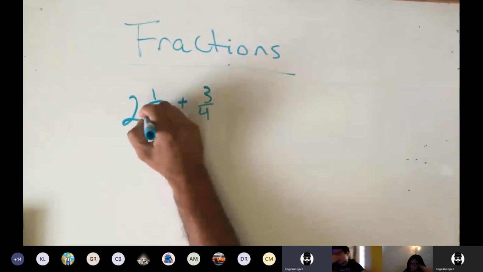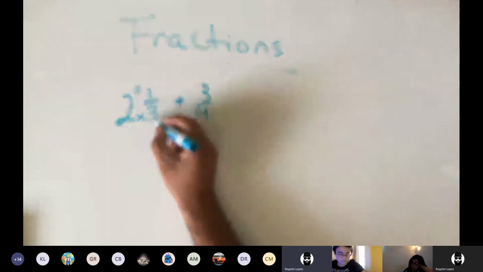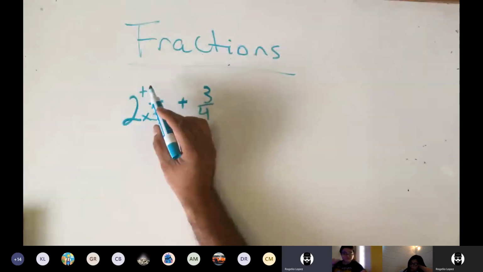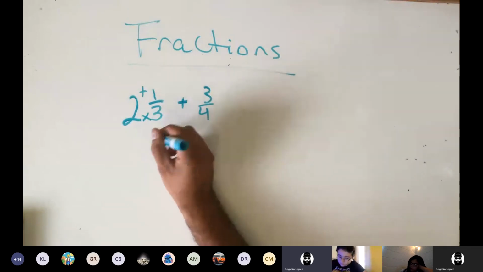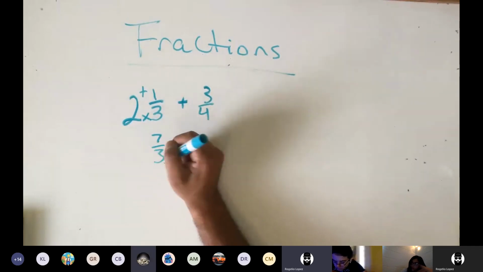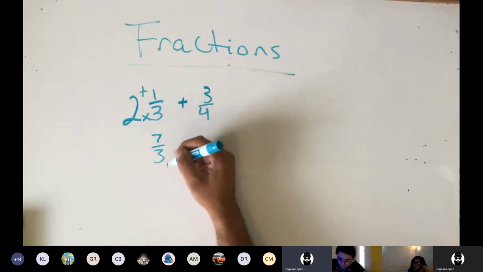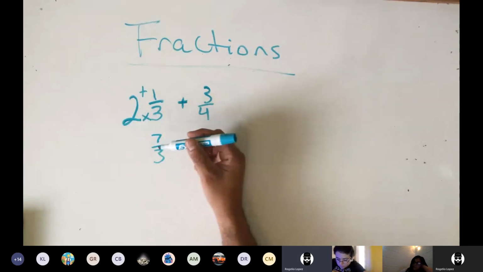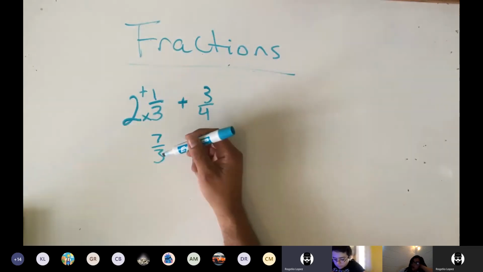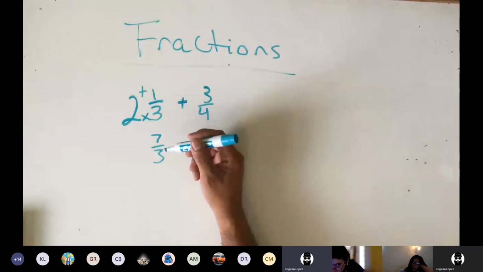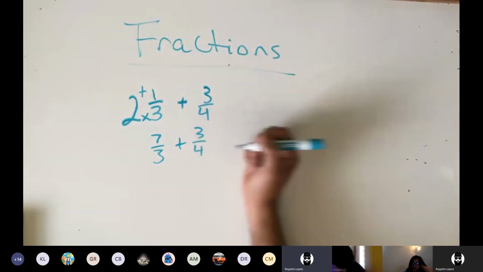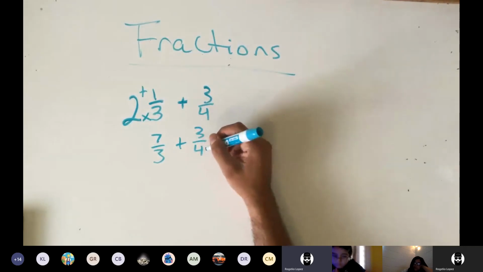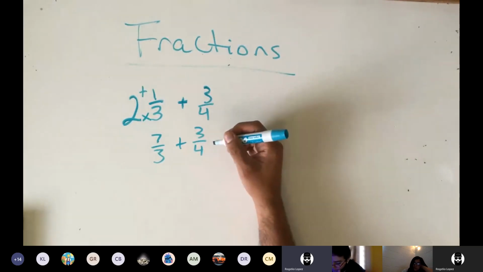Okay. So to do Texas, you multiply the denominator times the whole number, and then you add the numerator. So 3 times 2 is 6, plus 1 is 7, so I get 7 over 3. If I divide 7 by 3, I'm going to get 2.333 repeating, which is the same thing as 2 1/3. Now I can just drop this fraction down here. So now I have 3/4 being added to 7/3.